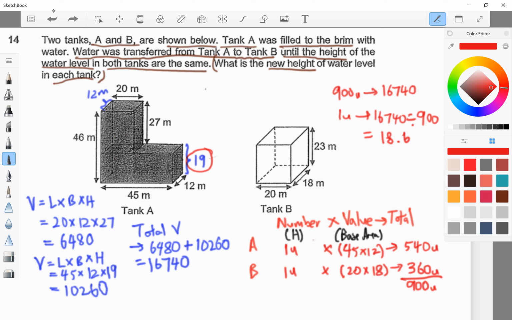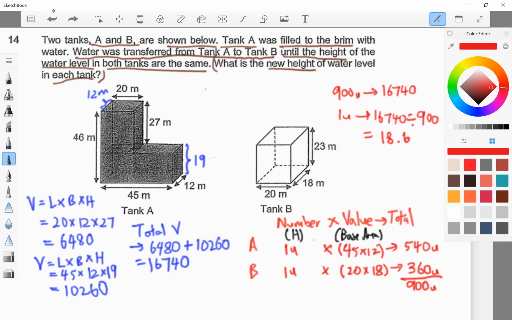If let's say the answer that we obtained just now is not 18.6, but is a value that is higher than 19, then it means that we have to do the question very cautiously and break it into a few parts, meaning we have to deal with the 6,480 from the chimney, and we got to pour that into tank B first, and after that spend more time in trying to ascertain the correct height.